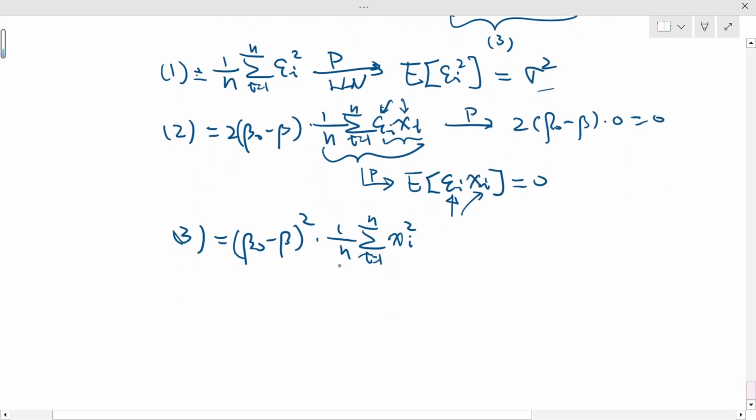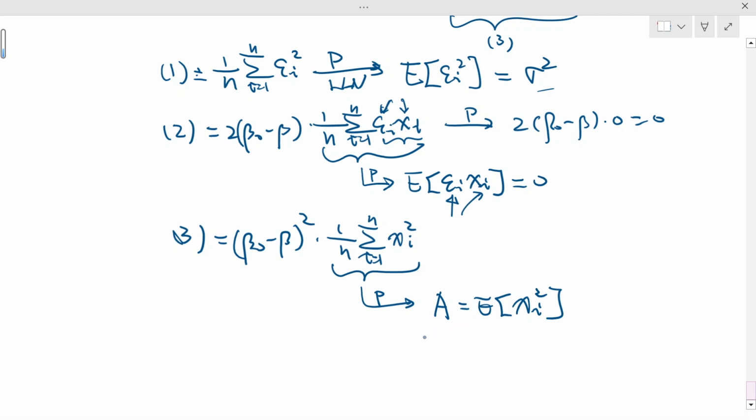Third term. Again, the law of large numbers suggests that the average of xi squared, a non-negative random variable, converges in probability to its expectation, E of xi squared. Let's call this a. Now there are two possibilities here. A could be positive. This is what we want. This is what we need.